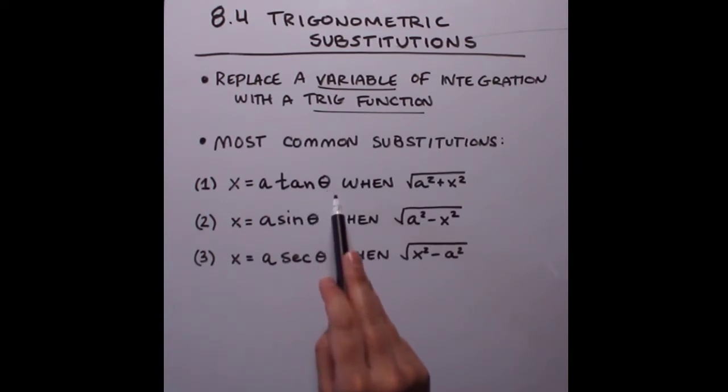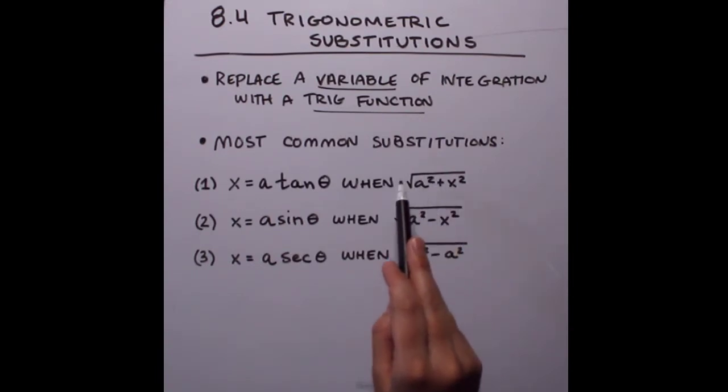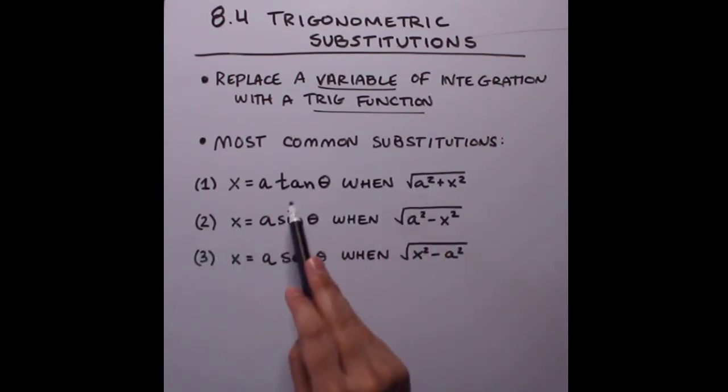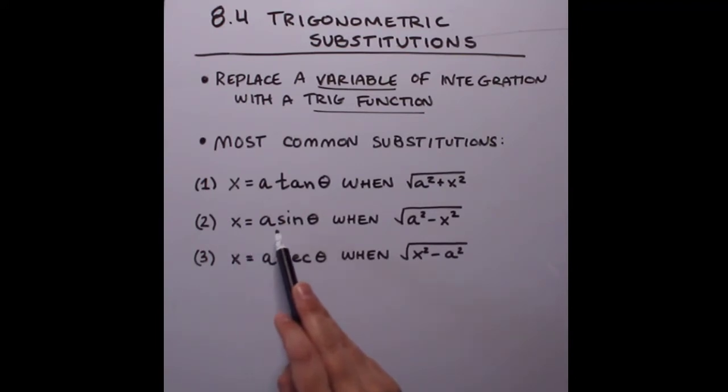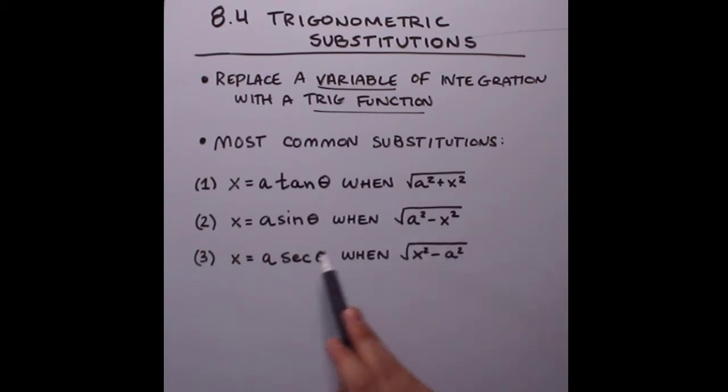And when we do this, it's when we have the form square root a squared plus x squared in our integrand. Number 2, the most common substitution, x equals a sine theta. And we'll use this one when we have square root a squared minus x squared. And then last, the most common one is x equals a secant theta when square root x squared minus a squared is in our integrand.